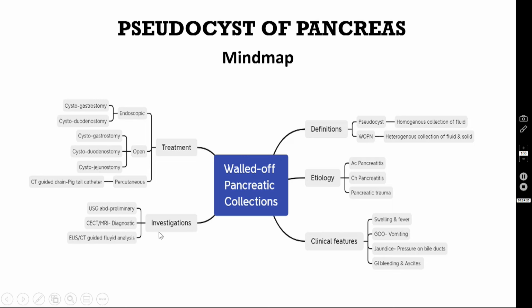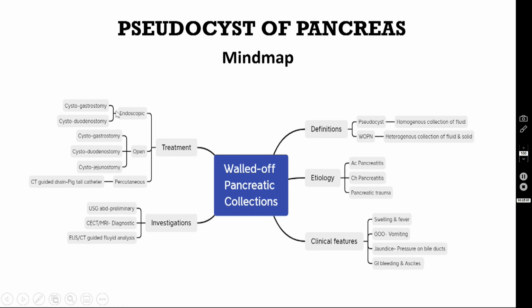Coming to the investigation, to begin with, you have to do an ultrasound as a preliminary investigation. And if you want to confirm the diagnosis, better do a CECT or MRI of the abdomen to find out the exact location and the size of the cyst. You can also do endoscopic ultrasound or CT guided fluid analysis from this walled off collection to find out exactly what it is, and especially to rule out cystadenocarcinoma.